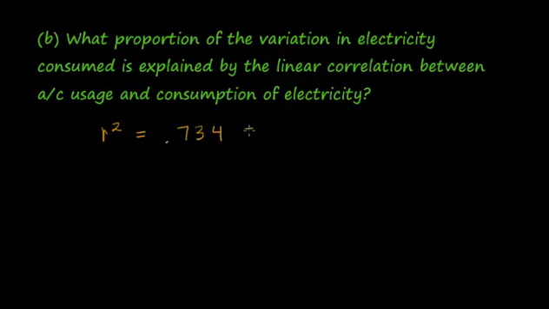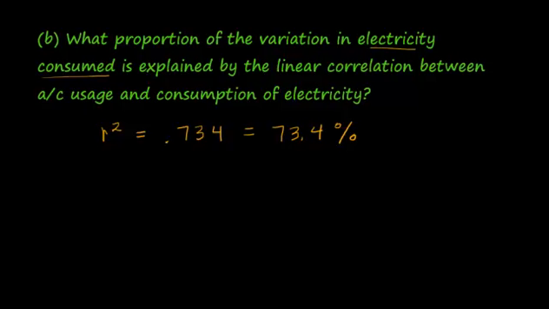And then we can also write that as a percent. 73.4% of the variation in electricity consumed is explained by this linear correlation between air conditioner usage and the consumption of electricity. And of course there are other reasons that the consumption of electricity is changing, and that would have something to do with perhaps some of the other energy users in the home. But air conditioner usage is a huge contributor to the change in electricity consumption.